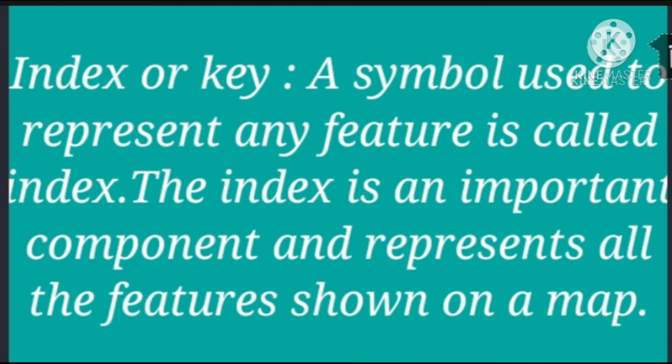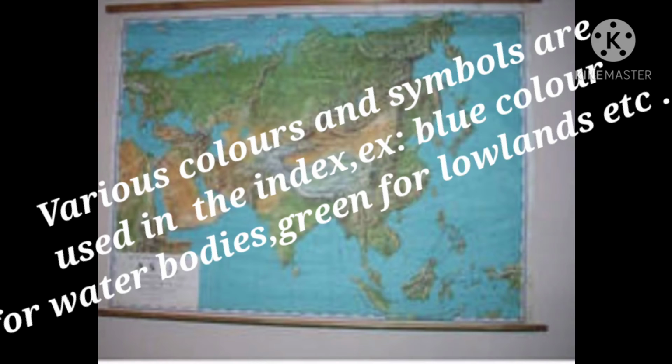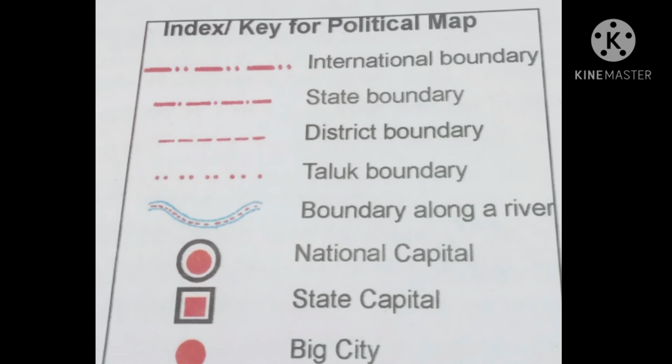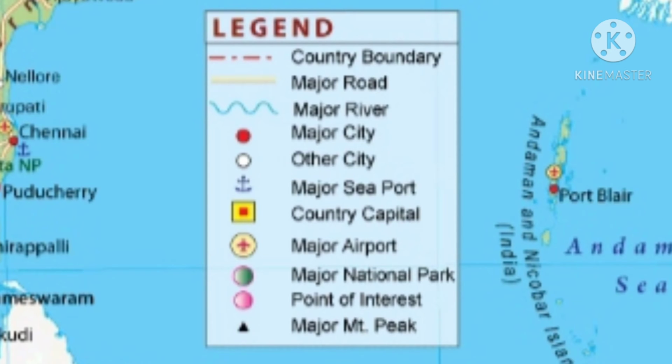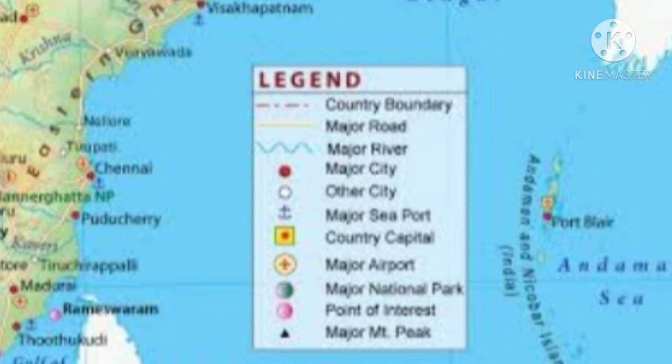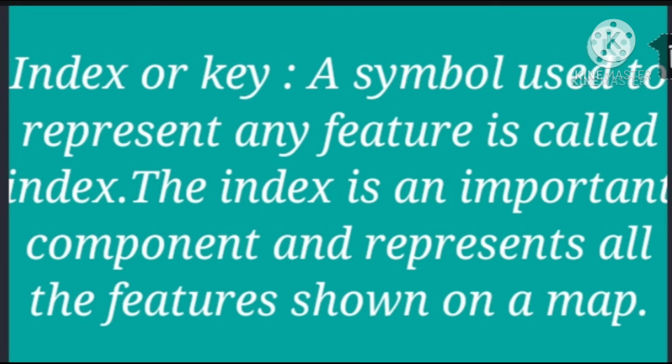Index or key, or else it can be called also as legend. These symbols are used to represent any feature. They are called as index. The index is an important component and represents all the features that are shown on a map. That is the national boundary, international boundary, capital cities, deserts, rivers, islands.